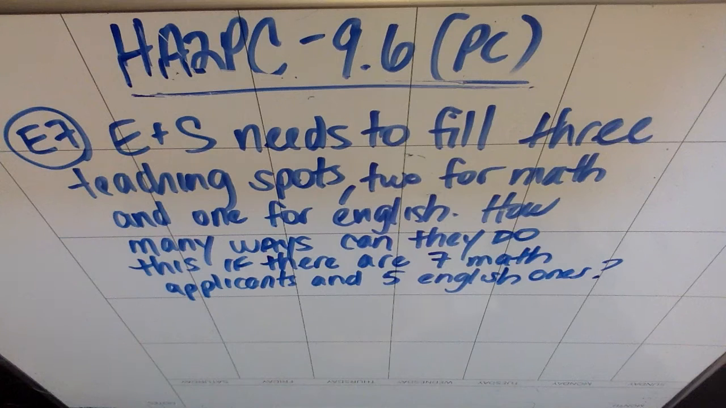This is Honors Algebra 2 Pre-Calculus. We're doing 9.6 in Pre-Calc, which is counting principles, and we're doing example 7. Carver E&S needs to fill 3 teaching spots, 2 for math and 1 for English. How many ways can they do this if there are 7 math applicants and 5 English ones?